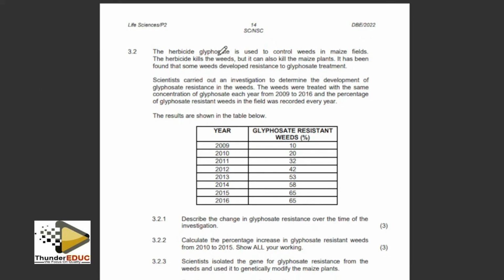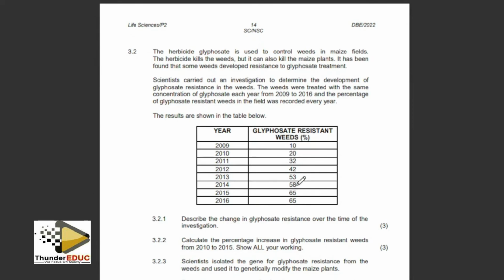Let's just read. Herbicides, this one is used to control weed in the maize, meaning that the herbicide will control the weed. You see? The herbicide kills the weed. It has been found out that the weed develops resistance to this. It means that the resistance will depend on the type of weed.